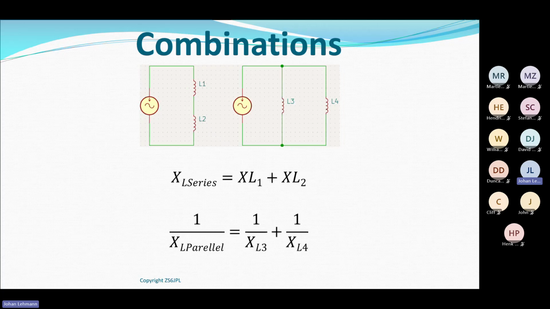The same is applicable for inductors. If I have two inductors in series, the reactance is purely the two reactance values added together, XL1 and XL2. And if they are in parallel, I use the same formula that I used for resistors in the resistor lecture. The overall reactance would then be lower than the value of the lowest inductor.